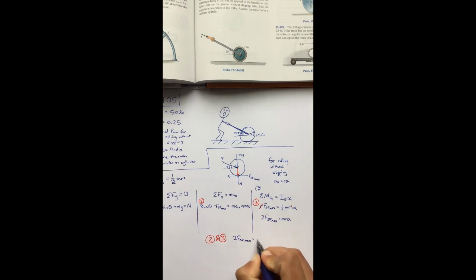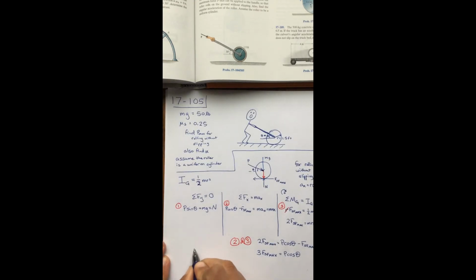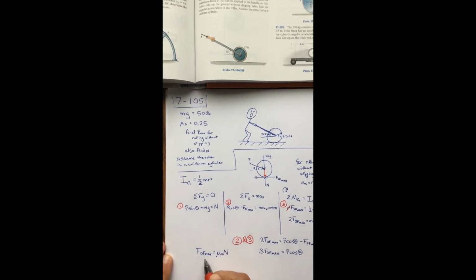the force of static friction is equal to p cosine theta minus the force of static friction max. And then bringing this over to the other side, I get 3 times the maximum value for the force of static friction is equal to p cosine theta. But because I'm at the maximum value for the force of static friction, I can use the equation for the maximum value for the force of static friction, which says the maximum value for the force of static friction is equal to the coefficient of static friction times the normal force. So this is the definition of the maximum value for the force of static friction.